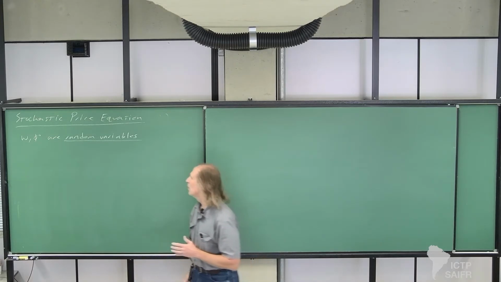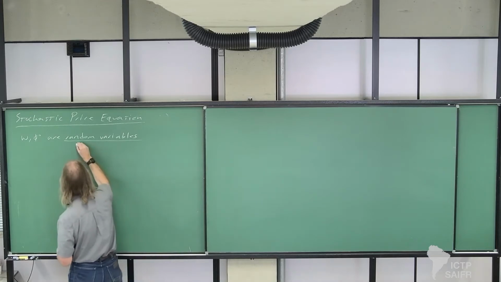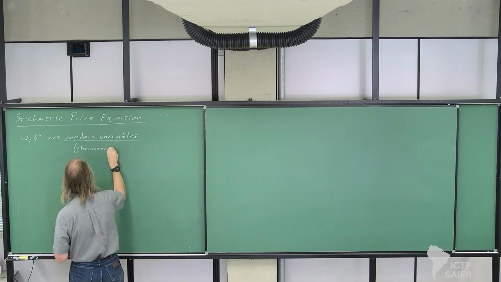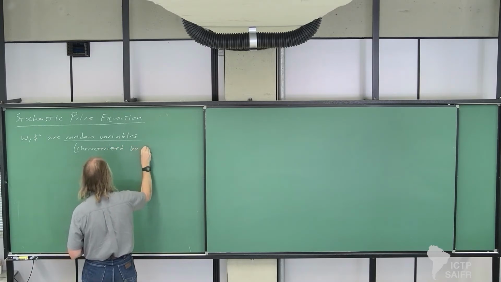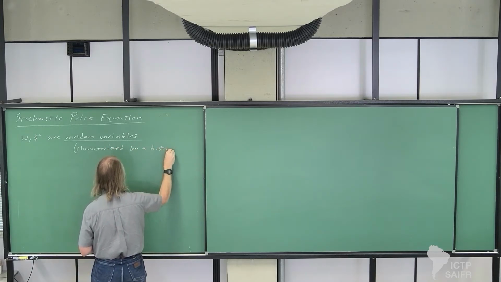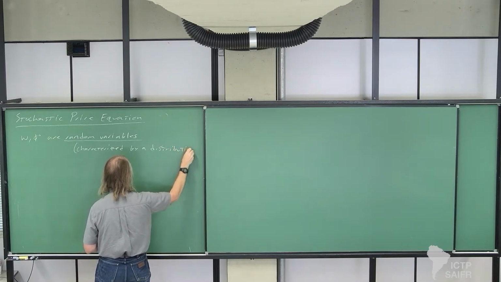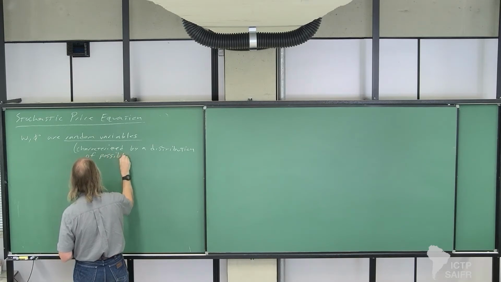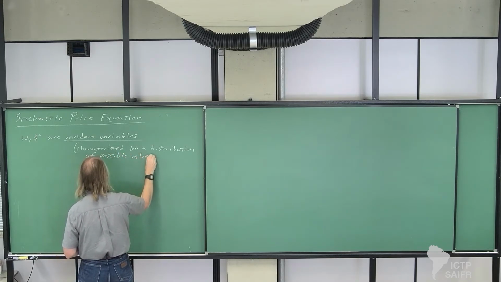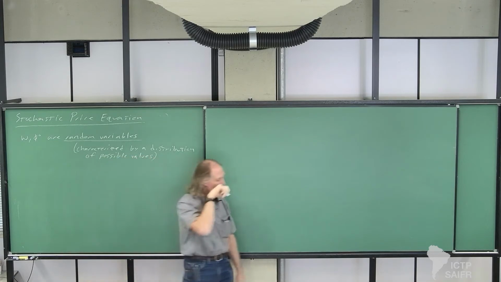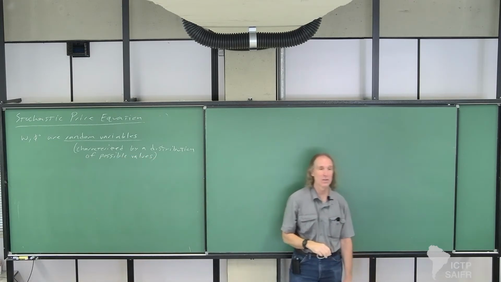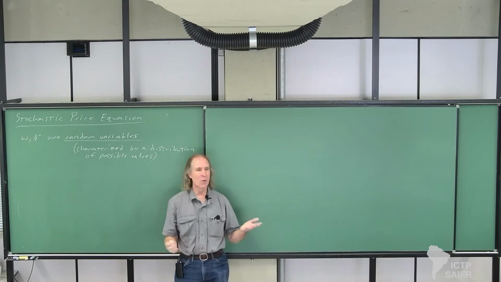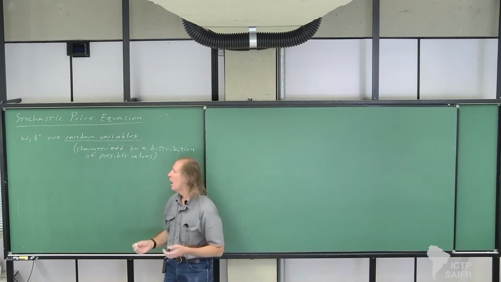Okay. So, in other words, random variables are characterized by a distribution of possible values. And we're not going to make any assumptions about the shape of those distributions because biologically, you don't know what the shape of the distributions will be.